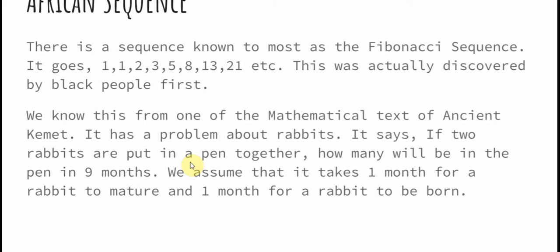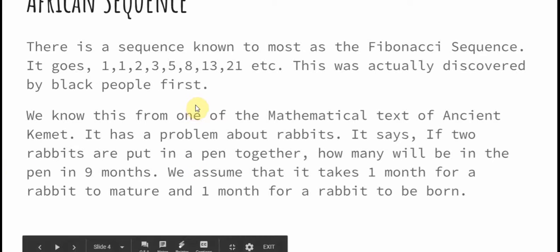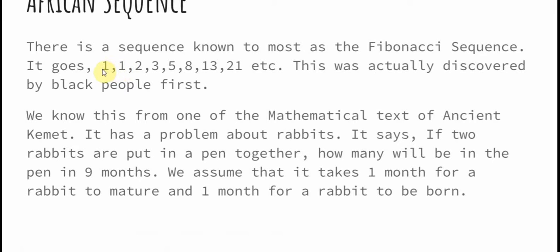A particular African sequence is known popularly as the Fibonacci sequence. It was actually discovered by Black people first. It goes 1, 1, 2, 3, 5, 8, 13, etc., and it basically could go forever. Basically, you're adding the current one and the previous one to get the next one. So 1 plus 1 is 2, 1 plus 2 is 3, 2 plus 3 is 5, and so on and so on. And we know about this from one of the mathematical texts of ancient Kemet.